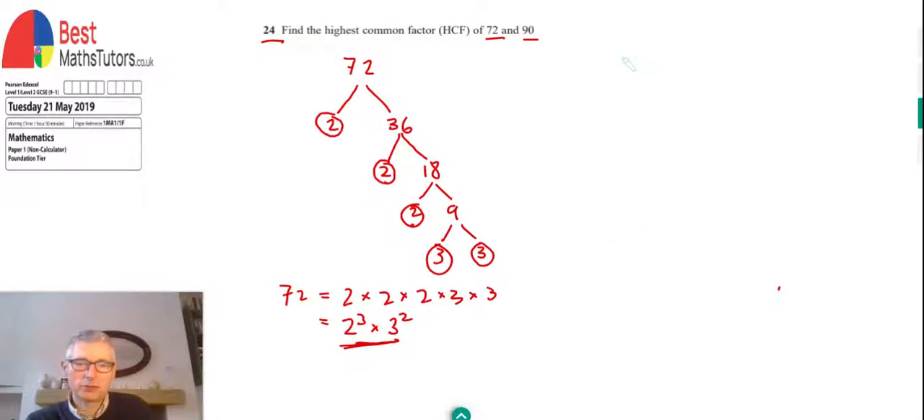If we do the same now for the 90, I'm just going to start off by dividing it by 2s as long as I can. So 90 divided by 2 will give me 45. Now, we can't actually divide 2 into 45 because it's an odd number. So I'm looking for numbers that will divide into it. And 5 will divide into 45. And 5 is actually a prime number, so I'll circle that. And that would mean I'd get 9 if I divided 45 by 5.